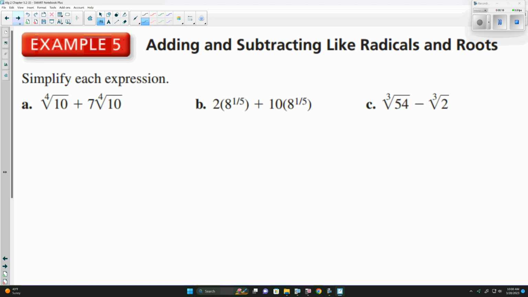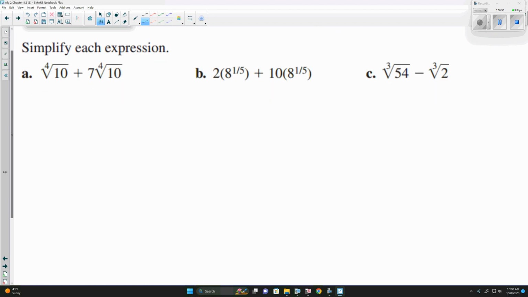So, what we're looking at today is more roots, more dealing with these radicals and roots. And here, we're going to be dealing with some operations to start with, so addition, subtraction. Now, we are able to add and subtract like radicals if the index and what's inside are the same.